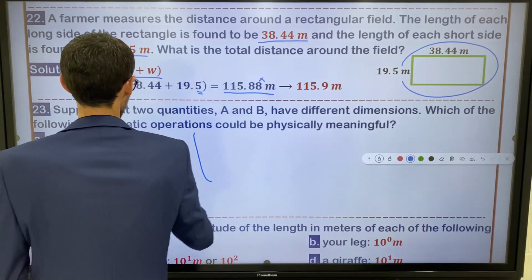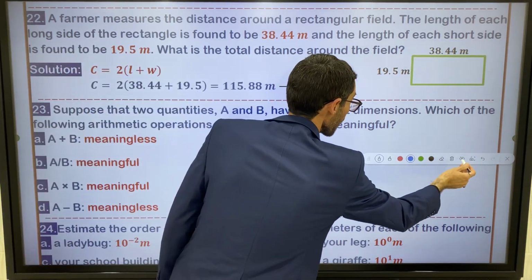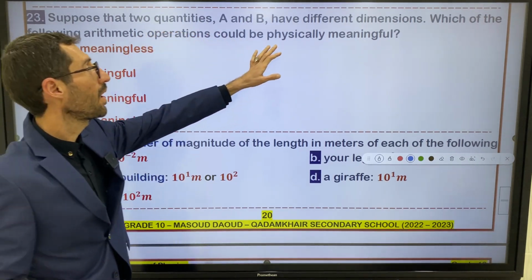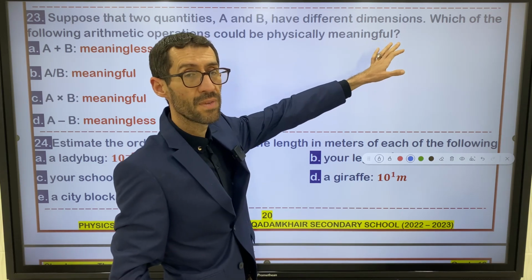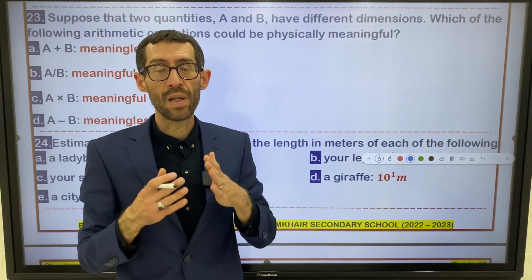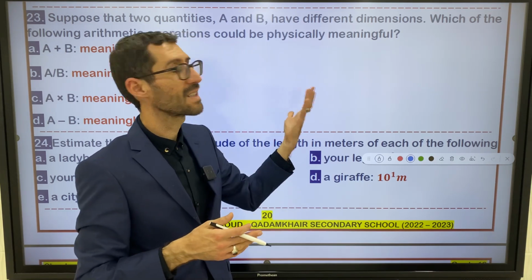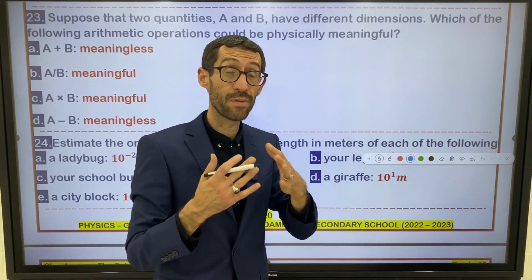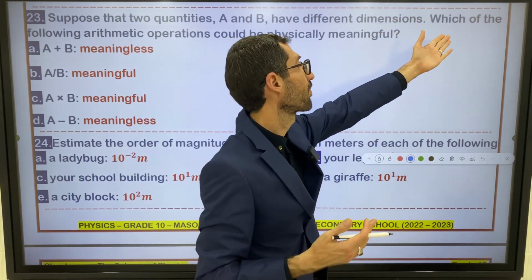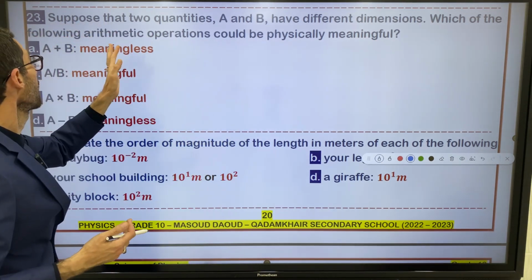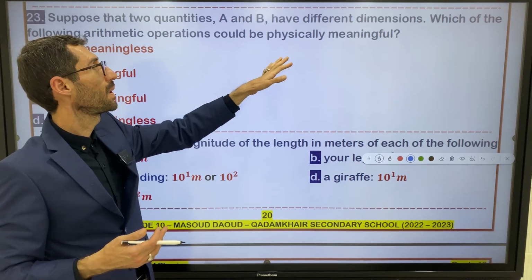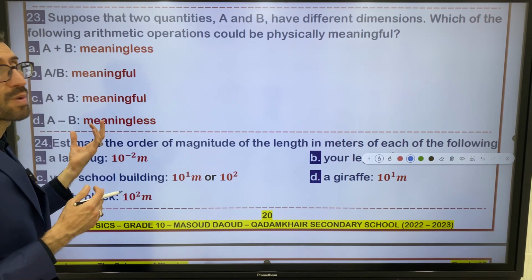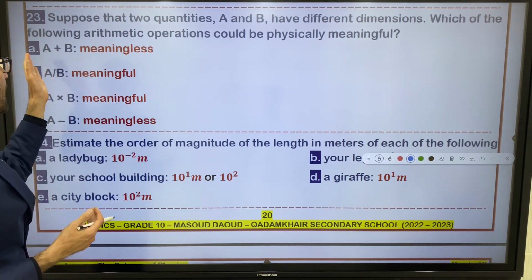Question 23. Suppose that two quantities A and B have different dimensions. So we have two different quantities, because it says they have different dimensions. That's why they are different from one another. They are not the same. Which of the following arithmetic operations could be physically meaningful? Which one is meaningful? Which one is meaningless?